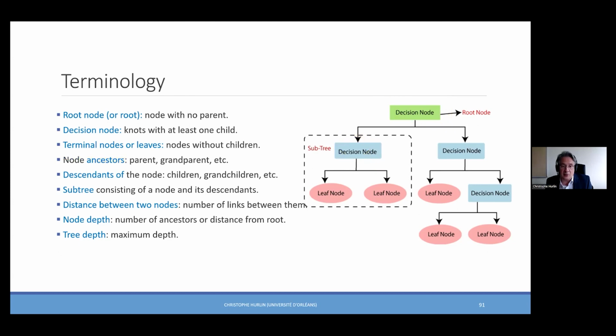The descendants of a node are the children, grandchildren, etc. So here I have a decision node. I have a rule to split all the individuals which are here, for instance the gender, and here I have a child node on the right and a child node on the left. In the tree, I can identify some subtree. This is a part of my tree.